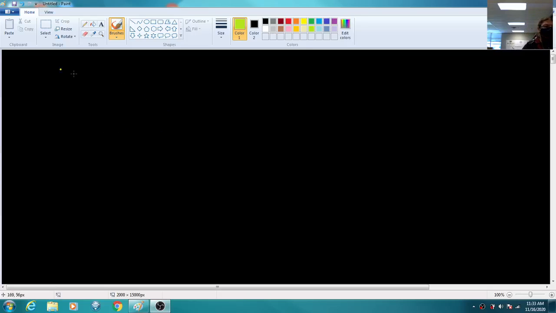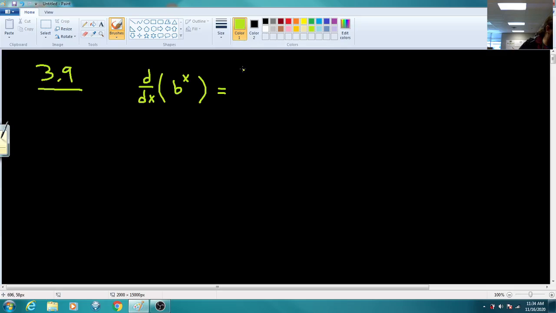Okay, we are going to start section 3.9 real quick here. So we're going to start out with a bunch of ways of taking derivatives. So first they're going to tell us the derivative of b to the x will equal natural log of b multiplied by b to the x. This only holds for b greater than 0.